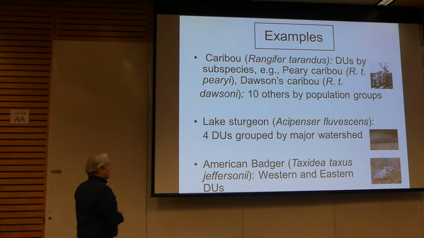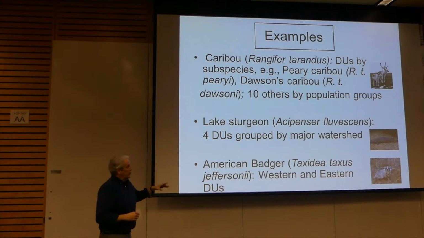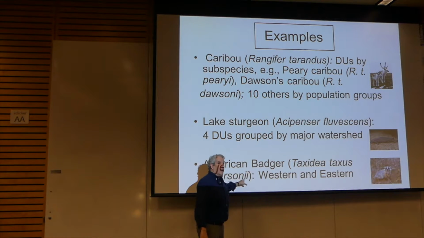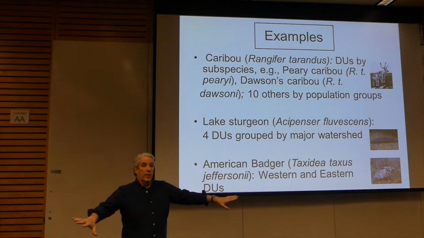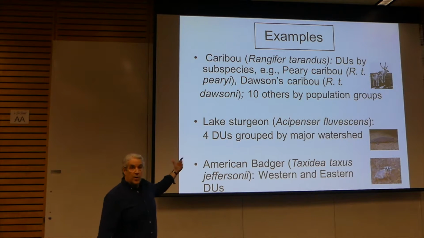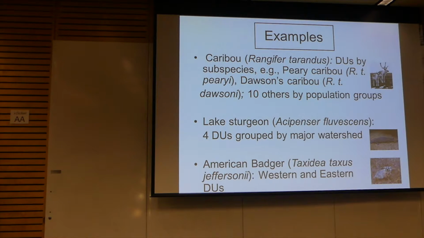The lake sturgeon, Acipenser fulvescens, is found in 4 DUs grouped by major watershed. And the American badger, here's an example. We have one subspecies in Canada, but that subspecies has now been split into two DUs, eastern and western designatable units, because they satisfy one or more of those criteria that I talked about before. So this provides a rational way in which to recognize diversity below the taxonomic level that people feel is important to conserve, both as a tribute to the evolutionary legacy of these things, but also to safeguard their evolutionary potential.